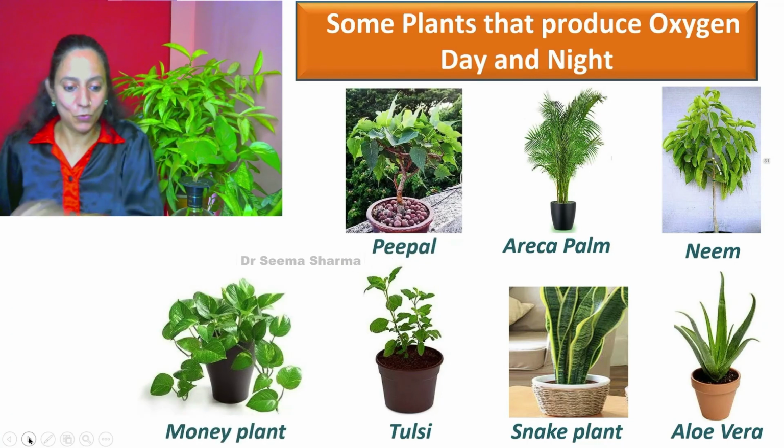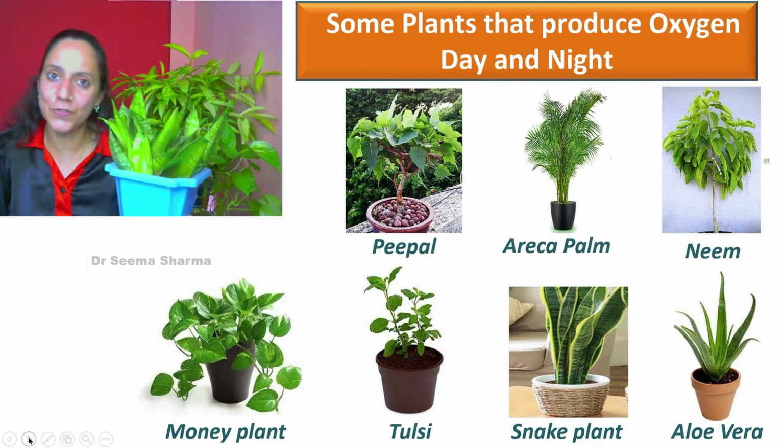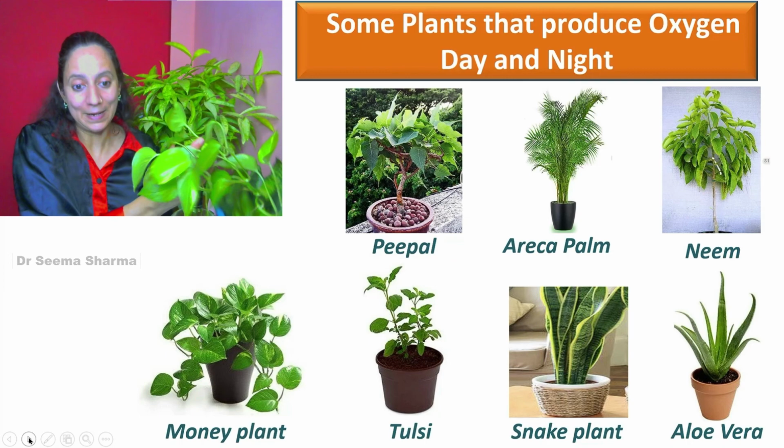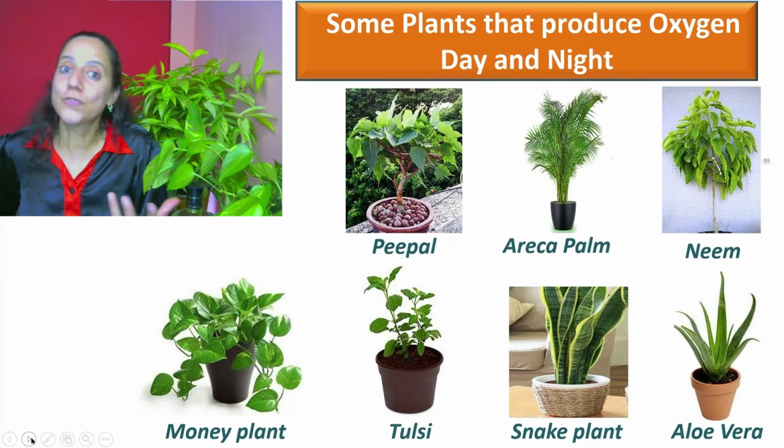So during night time, the amount of carbon dioxide is more. In olden times, there was a saying: don't sleep under the tree during the night. The logic was this only. During night, the amount of CO2 is more under the trees. But viewers, we do have certain plants which release oxygen throughout day and night. These are some examples of those plants, like snake plant. It releases oxygen day and night. Money plant also releases oxygen day and night. Tulsi and peepal also release oxygen day and night.